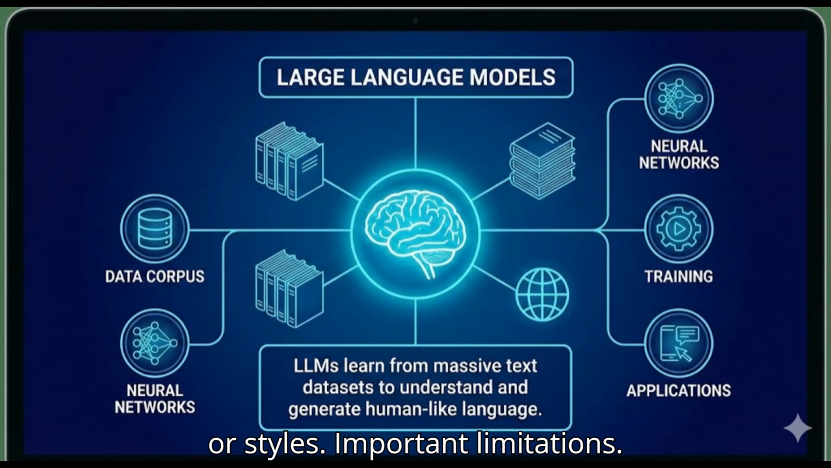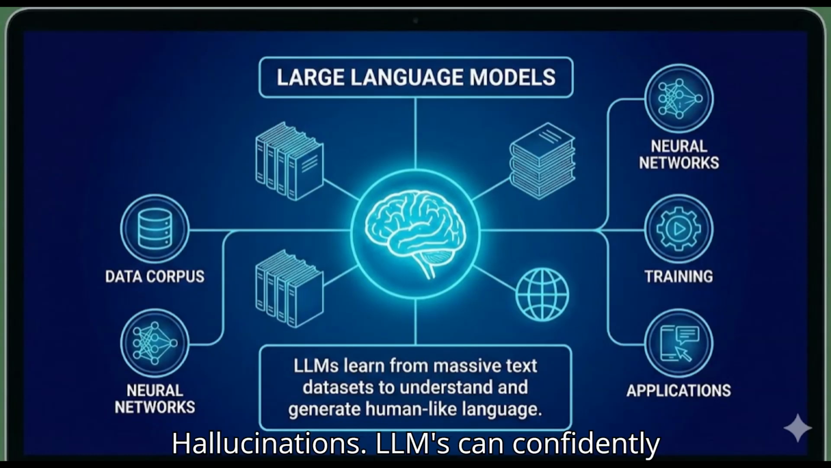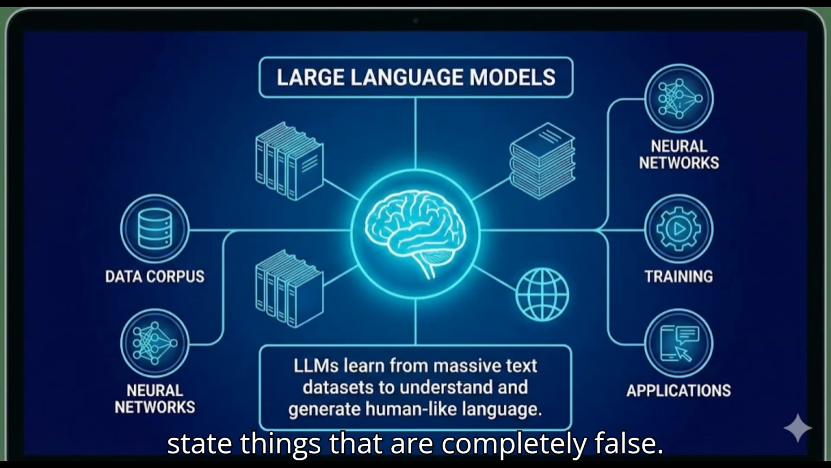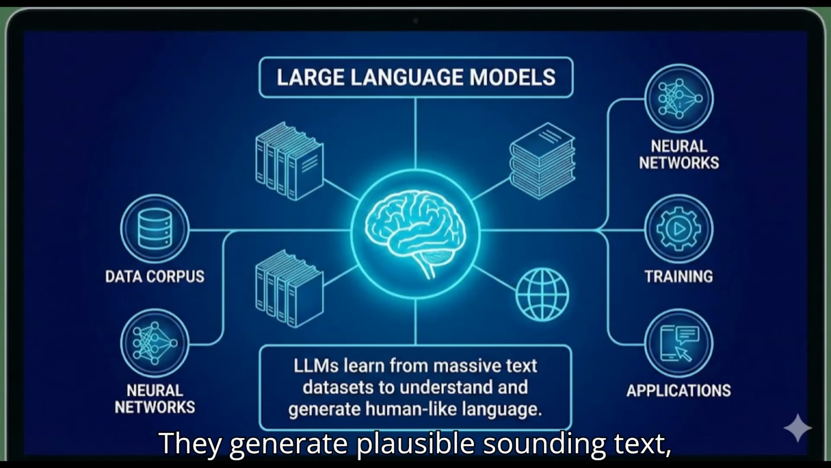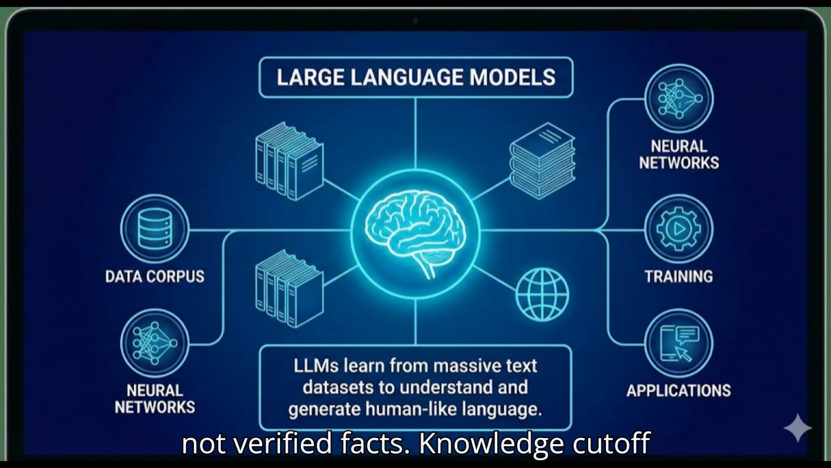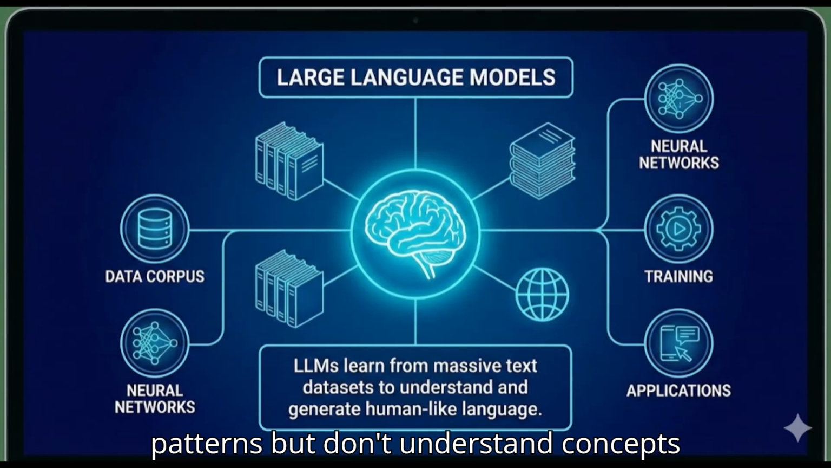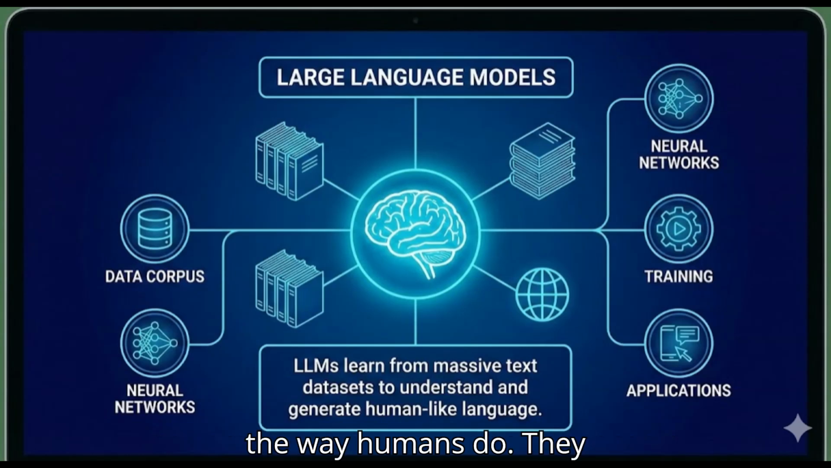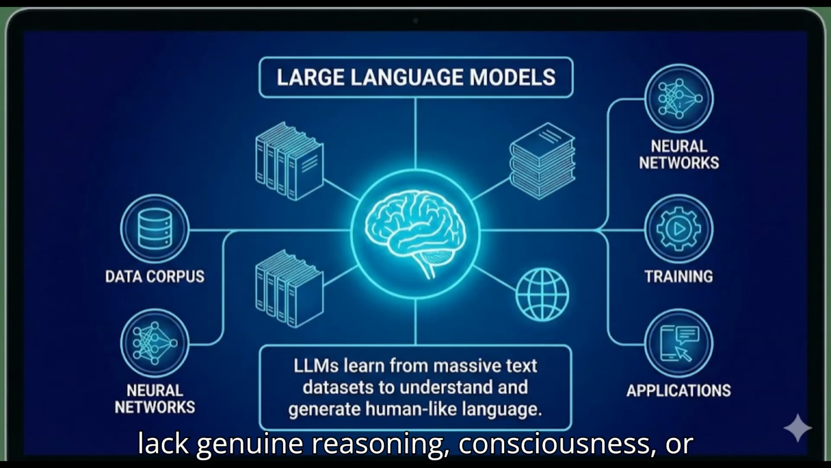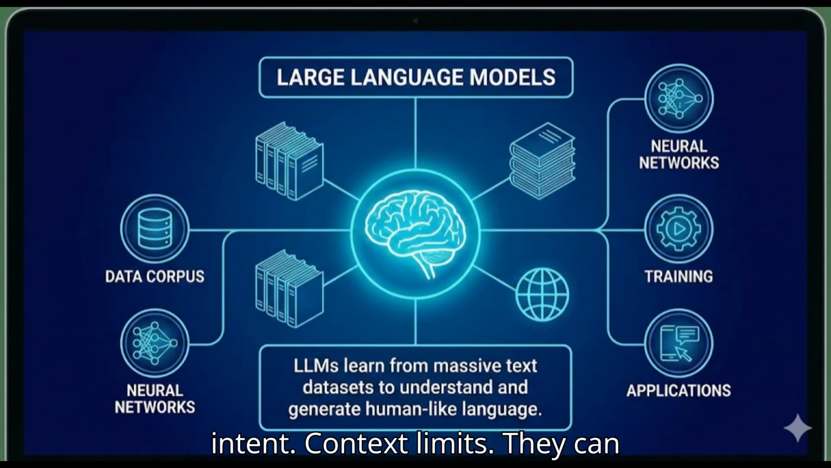Important limitations. Hallucinations: LLMs can confidently state things that are completely false. They generate plausible-sounding text, not verified facts. Knowledge cutoff: models only know what existed in their training data up to a certain date. They don't have access to real-time information unless connected to external tools. No true understanding: LLMs recognize patterns, but don't understand concepts the way humans do. They lack genuine reasoning, consciousness, or intent.